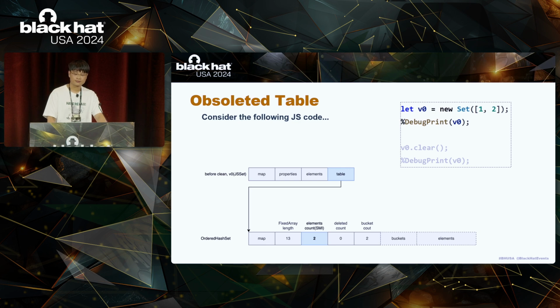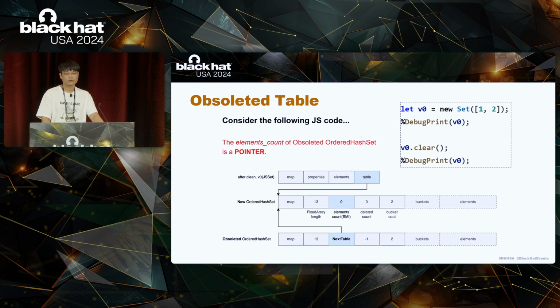Can you still remember the clean method involved in the proof of concept? What happens if we call the clean method on the sets? After executing the clean function on variable V0, something will happen. V8 first creates a new empty ordered hash set, then changes the pointer on the JSSet to point to this new hash table.